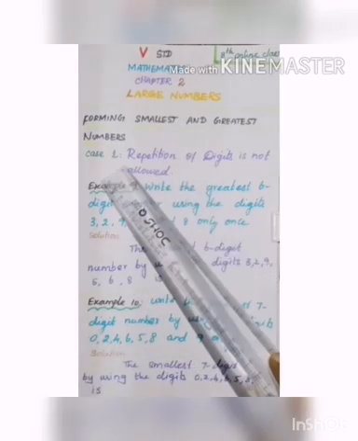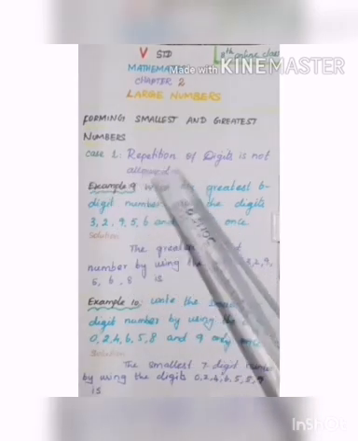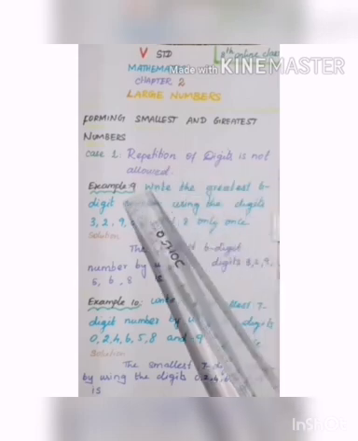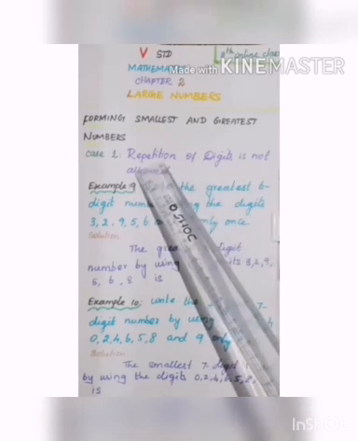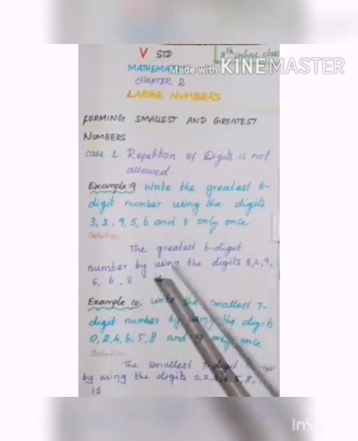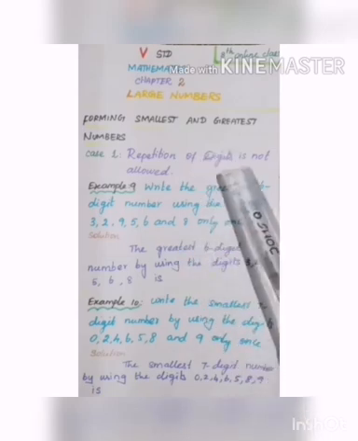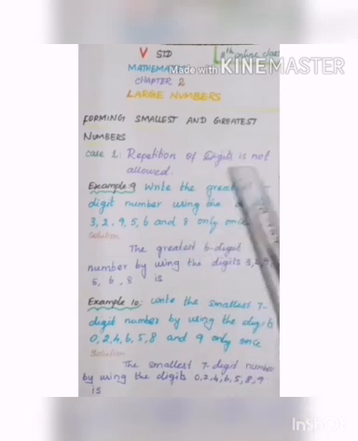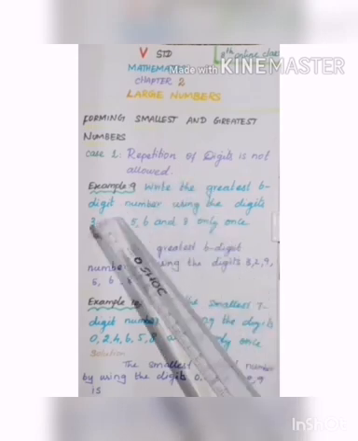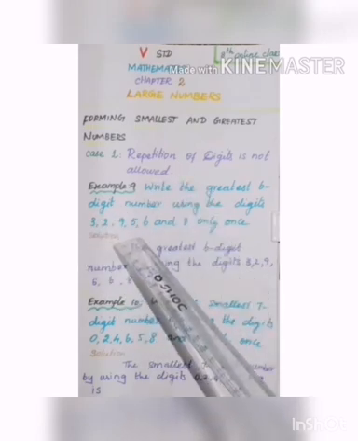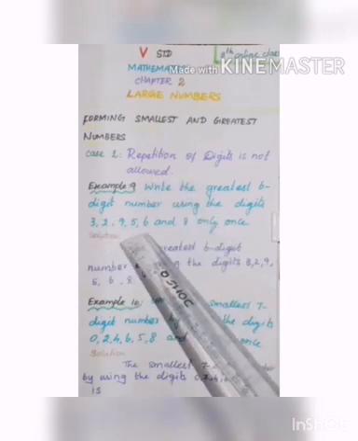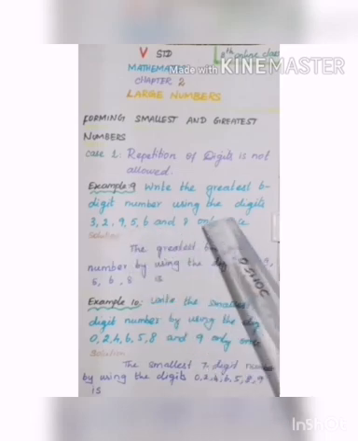Let us see our first case. Case 1. Repetition of digit is not allowed. What is repetition? We have to write again and again. It is repetition, isn't it? So here repetition of digit is not allowed. That means you have to use the given number one time. Okay, that is, we have to write it as normal.